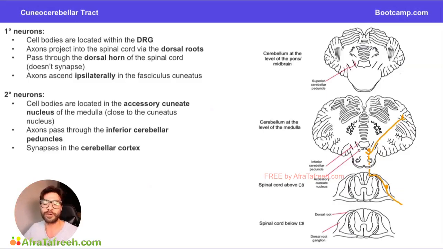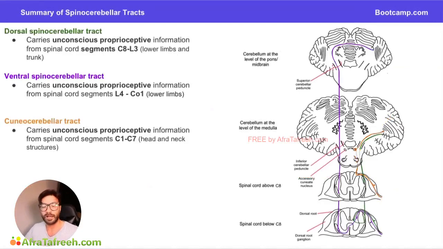So now that we've gone over all these pathways, I've summarized them here just so you can get a sense of how they're organized and the different types of information that is traveling through them. So the dorsal spinocerebellar, remember that's this one in green. It comes in, synapses in Clark's column, ascends ipsilaterally in that dorsospinocerebellar pathway, enters through that inferior cerebellar peduncle, and then terminates in that cerebellar cortex.